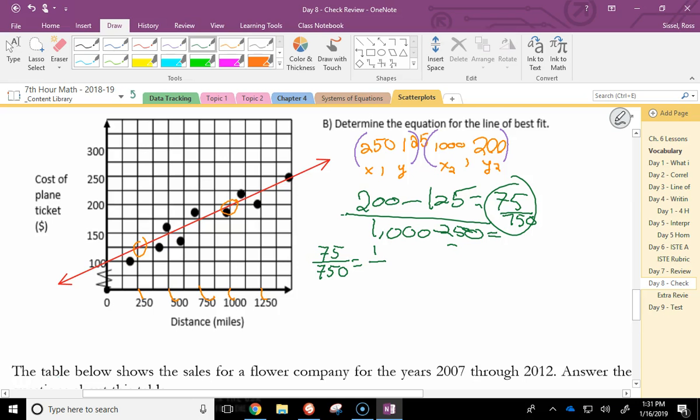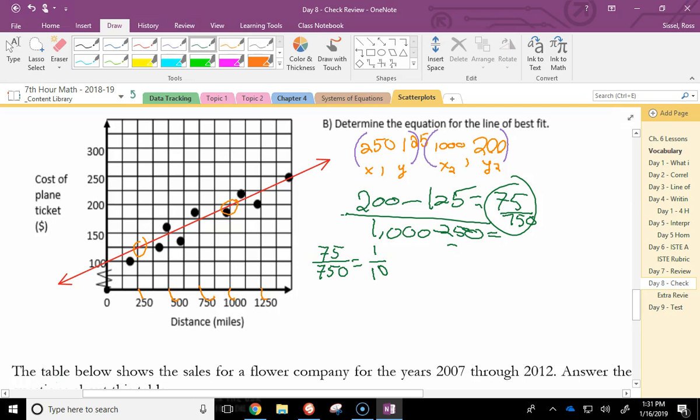You told me 75 divided by 75 is 1, right? No, 750 is 10 times bigger than 75. So it'd be what? There you go. Good job, man. So, we have simplified it to 1/10.